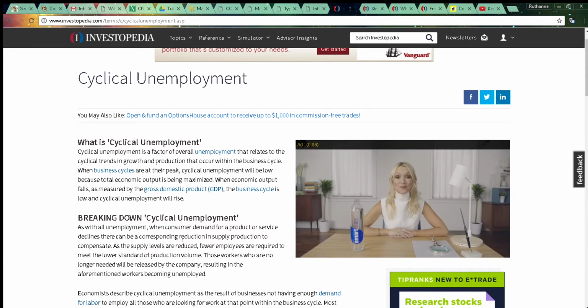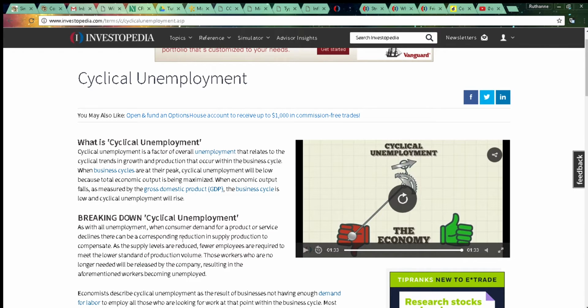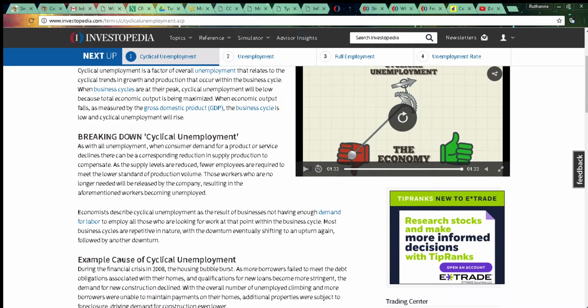So cyclical unemployment, if we think about just the words in that term, cyclical meaning goes in a cycle, so happens over and over again at kind of the same time of year, every year, etc. So cyclical unemployment is a factor of overall unemployment that relates to cyclical trends in growth and production. So when consumer demand for a product or service declines, there can be a corresponding reduction in supply production. So basically, if the demand for a product goes down, then we know that the supply is going to decrease in order to create a new equilibrium.